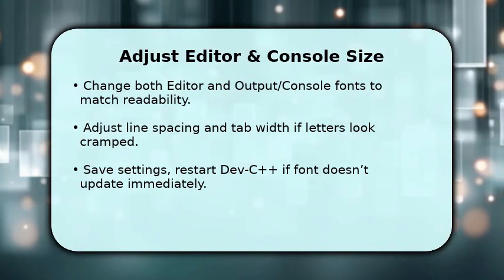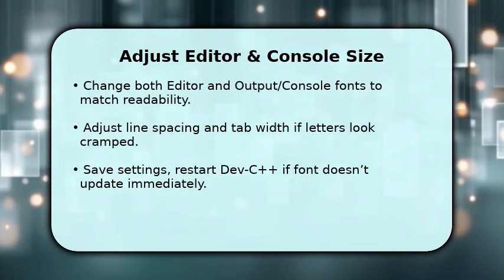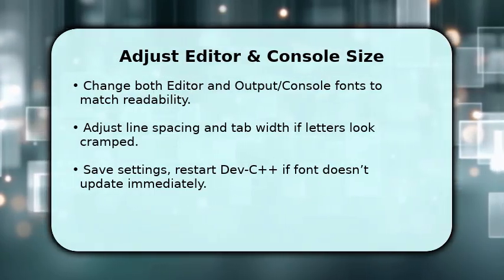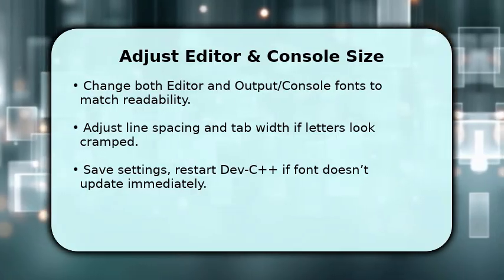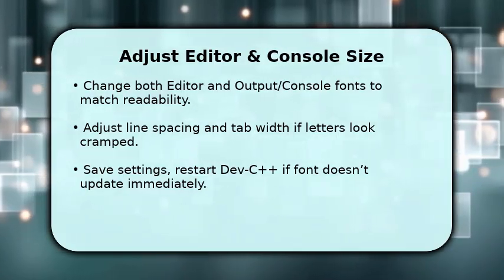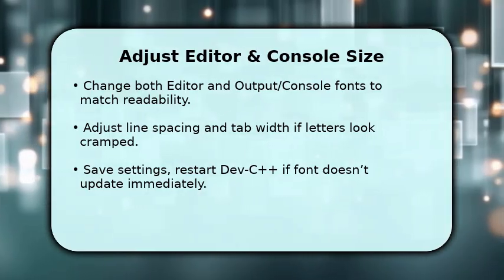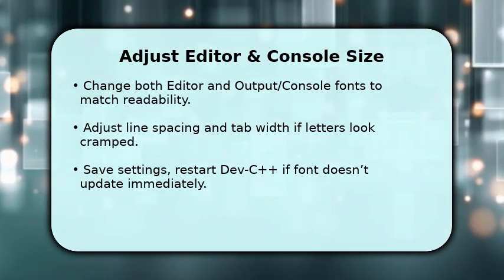Now adjust the editor and the console or output window separately so both are readable. The console often uses its own font setting. In editor options, also check line spacing and tab width because those affect perceived size and alignment. If characters overlap or look compressed, increase spacing slightly.